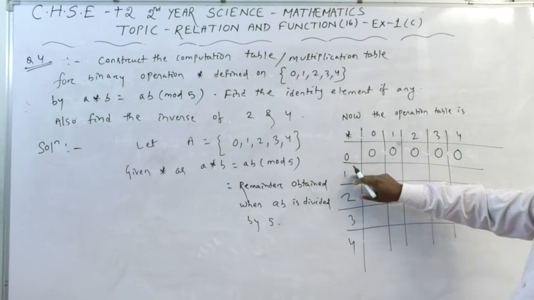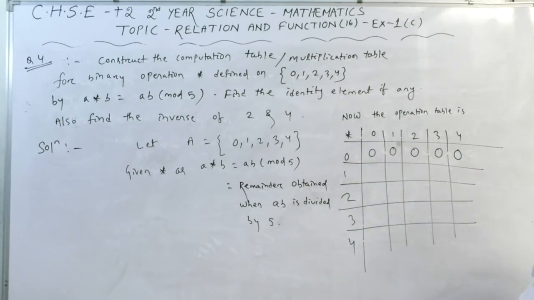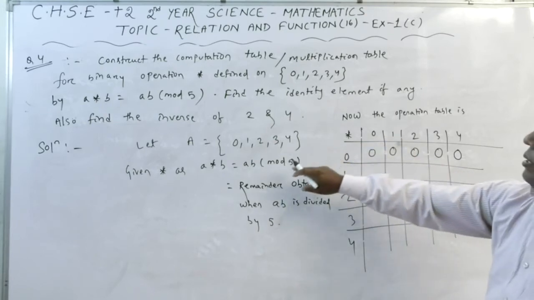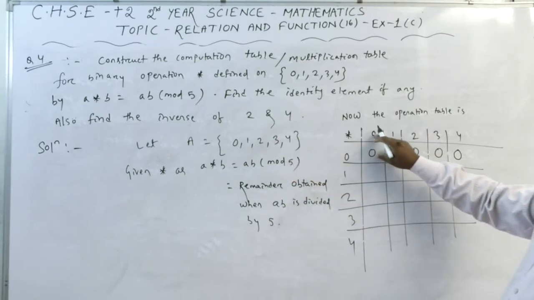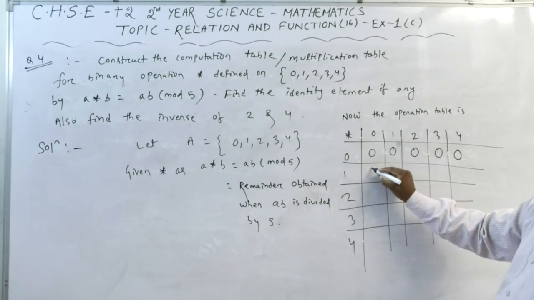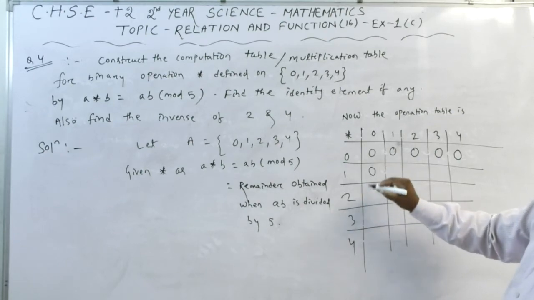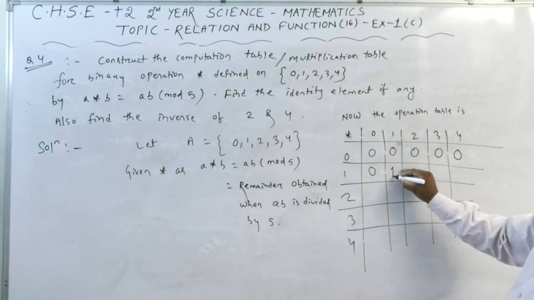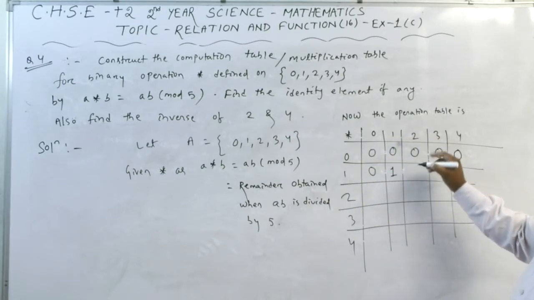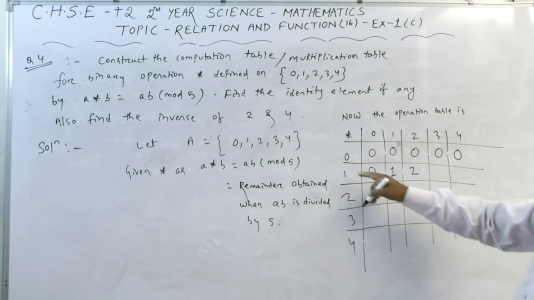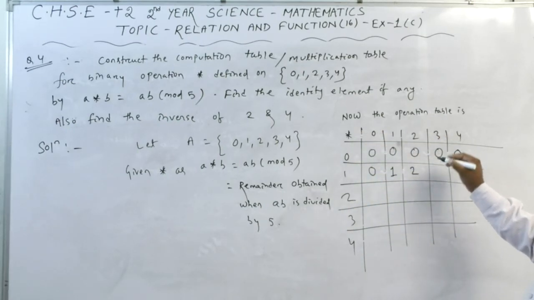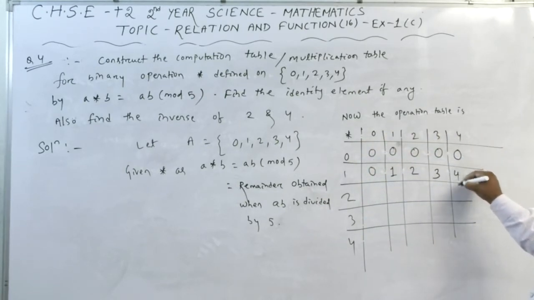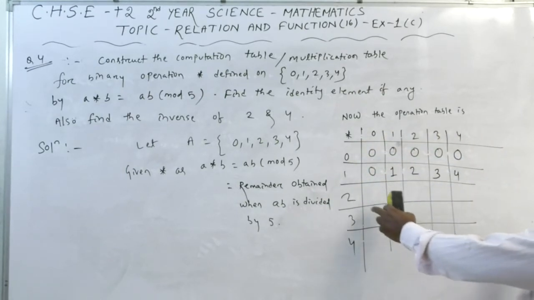Okay, now we are going to compute 1 star 0. 1 star 0 means 1 into 0, which is 0, and 0 modulo 5 gives the remainder 0. In this case 1 star 1, we will get the remainder as 1. And 1 star 2, you will get the remainder as 2. 1 star 3, you will get the remainder as 3. 1 star 4, you will get the remainder as 4. Now we will go for 2 star 0.